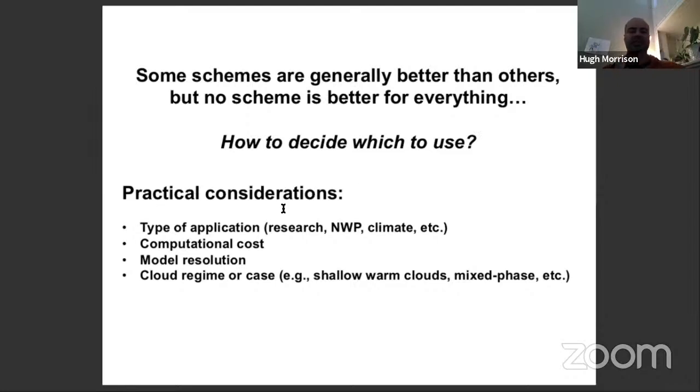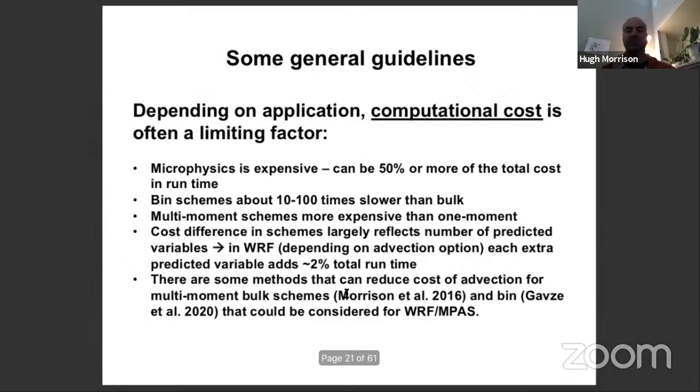Well, there are a few practical considerations I want to point out. Of course, one important thing to consider is just the type of application, whether you're doing research, numerical weather prediction, climate modeling, and so forth. A big factor is the computational cost, which I'll say more about on the next slide. And then the model resolution is important, and the cloud regime or case. Obviously, if you're modeling a case with ice, you would want to use a microphysics scheme that can represent ice.